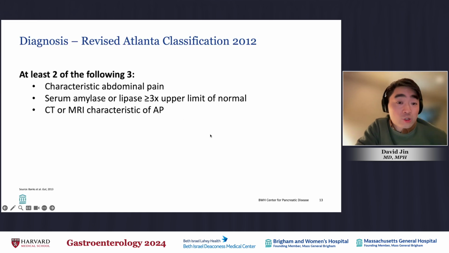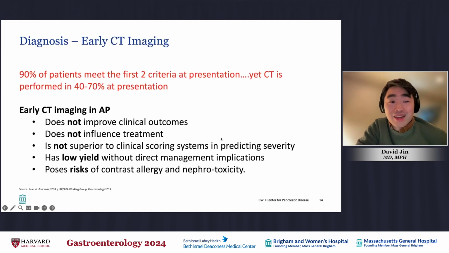But you actually only need 2 out of the following 3. And 90% of patients actually meet the first 2 criteria at presentation, thereby already fulfilling a diagnosis of acute pancreatitis. And despite this, an early CT scan is actually performed in 40 to 70% at presentation, typically within the first few hours in the emergency department.